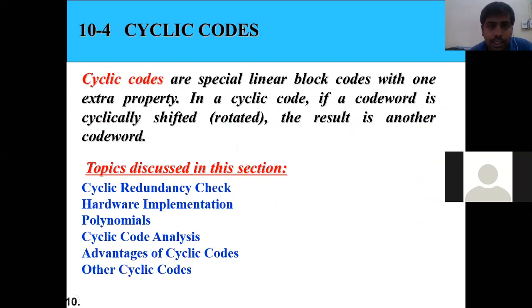That is cyclic codes, or sometimes we call it a cyclic redundancy check. So just quickly we'll observe the definition. What do you mean by cyclic codes? Cyclic codes are special linear block codes with one extra property. In a cyclic code, if the code word is cyclically shifted, that is nothing but rotating the code word, the result is another code word. If you shift one bit to the right, then the new resultant is also going to be another code word.